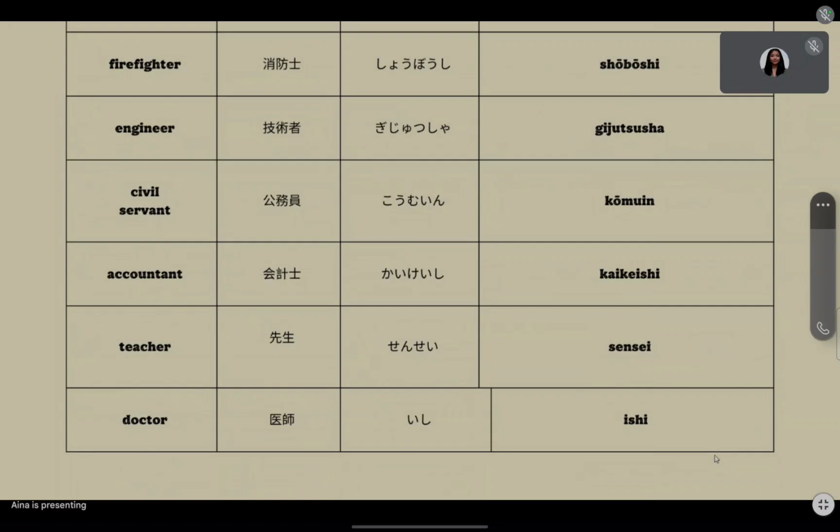We have firefighter. Firefighter is shoboshi. Engineer is gijutsusha. And then civil servant is komuin. Accountant is kaikeishi. And then teacher is sensei. And then doctor is ishi.